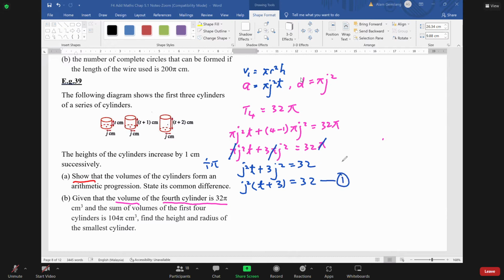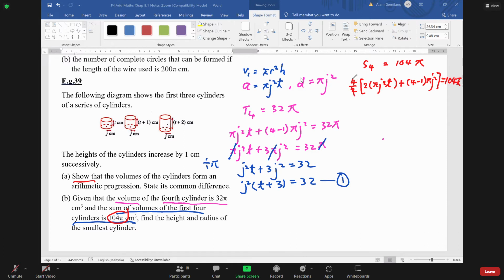Okay, then after that, the second equation. The sum of the volumes of the first 4 cylinders, so S4. Given S4 is 104 pi. So S4 is 4 over 2 times 2a, where a is pi j squared t, then plus 4 minus 1 d, where d is pi j squared, and this must equal 104 pi.